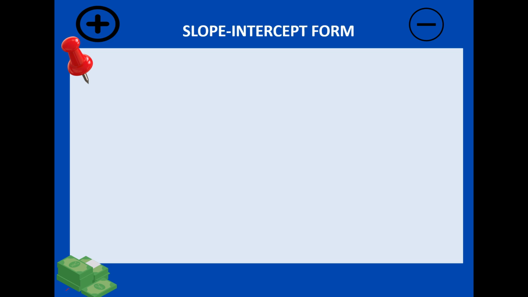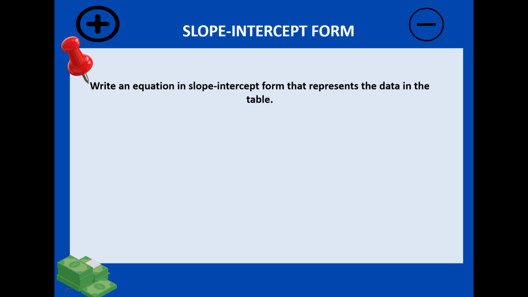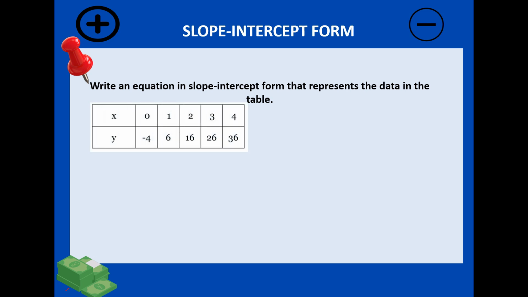The next example is we're going to write an equation of the line in slope-intercept form given the data in the table. Write an equation in slope-intercept form that represents the data in the table. So this is the table. How are we going to write an equation in slope-intercept form by just looking at this table? Step 1, find the slope. How are we going to find the slope given the data in the table? Let's define the slope first. Slope is equal to change in y over change in x.